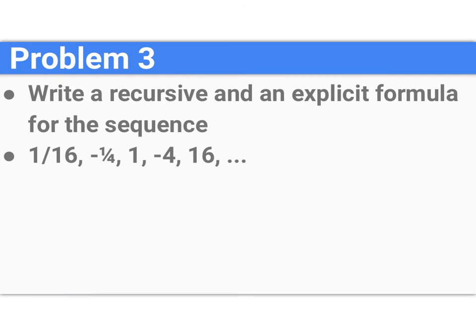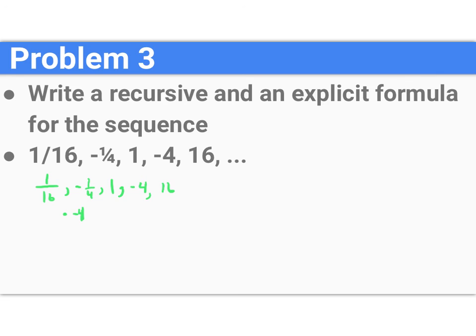Okay, write a recursive and explicit formula for the sequence. So we got 1/16, then we go to -1/4, then we go to 1, then we go to -4, and then we go to 16. So it looks like we're multiplying by -4. That is our r. Our first term is 1/16.